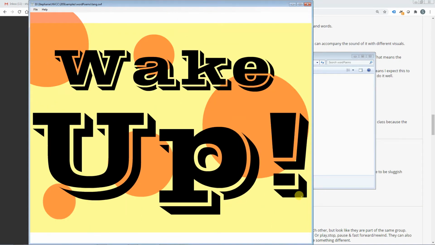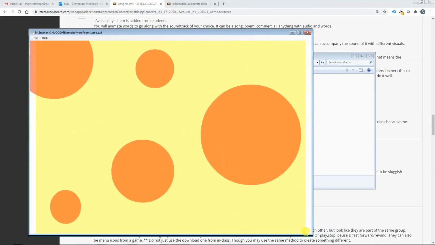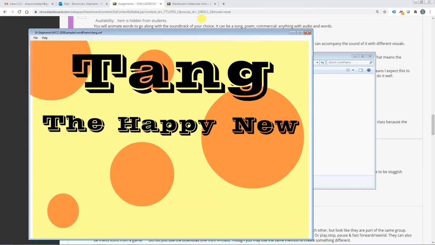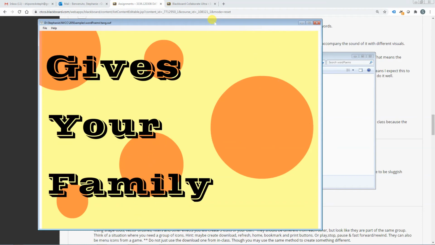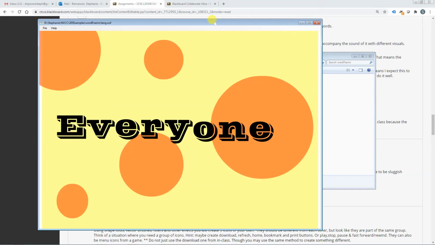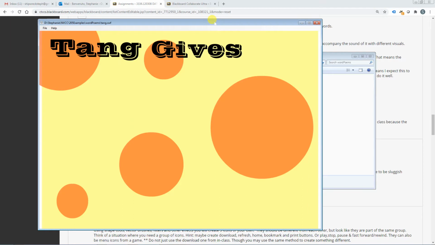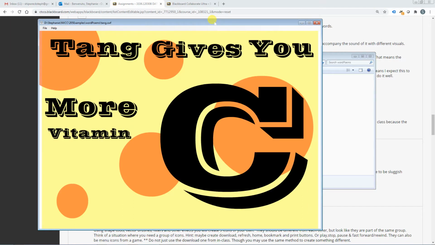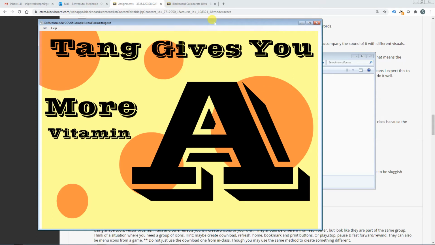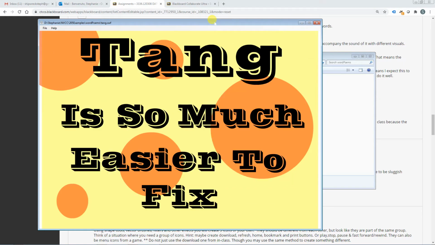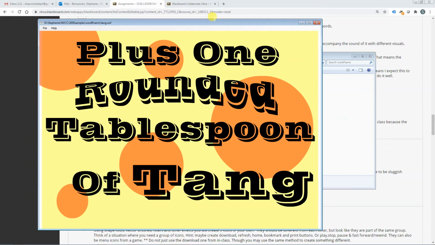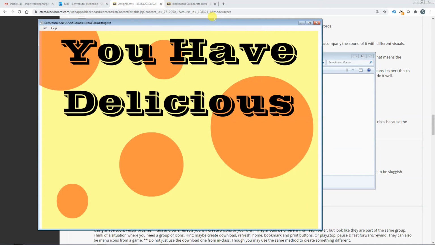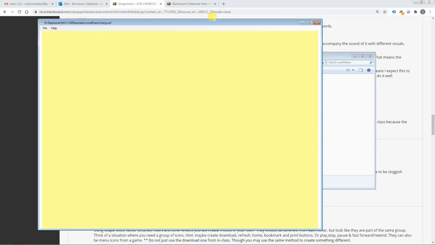It's time to wake up. Wake up to Tang. Tang, the happy new breakfast drink you don't squeeze, unfreeze, or refrigerate. Yet it gives your family more of the vitamin C everyone needs every day. In fact, Tang gives you more vitamin C than the finest orange juice, fresh or frozen. More vitamin A, too. And Tang is so much easier to fix. Watch. Ice cold water in a juice glass, plus 1 rounded tablespoon of Tang. Stir, and instantly you have delicious Tang.